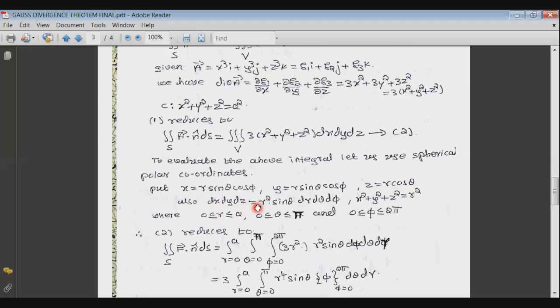And dx dy dz is r square into sine theta into dr d theta d phi, and x square plus y square plus z square equals r square. If you square and add this, it results in r square. And the limits for the first polar coordinate, that is r, lie between 0 and a. The second one is theta, which lies between 0 and pi. And the third one, phi, lies between 0 and 2 pi.